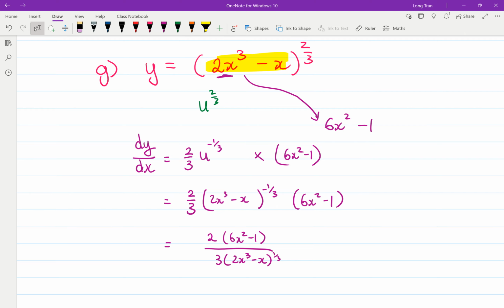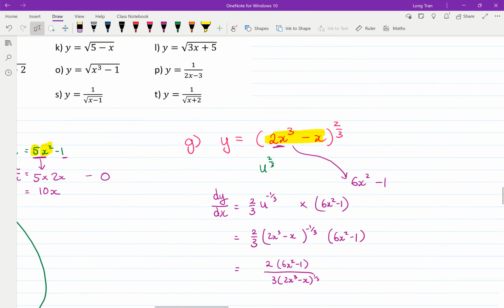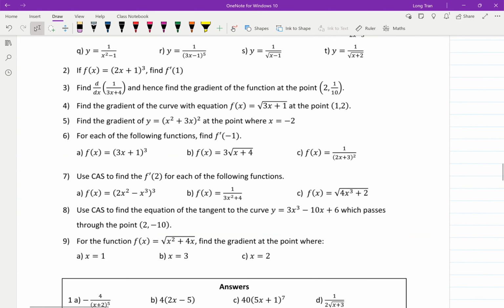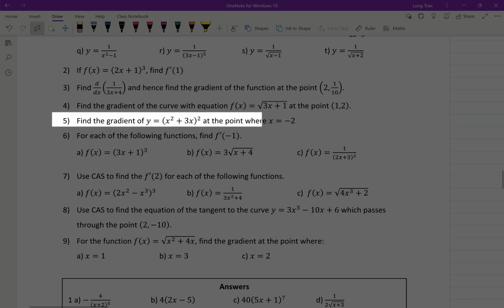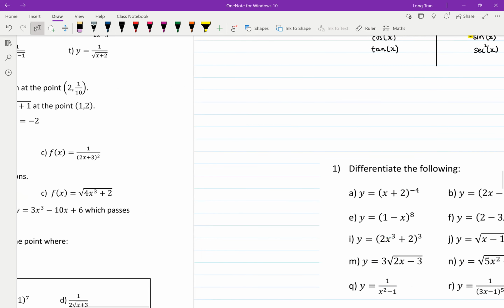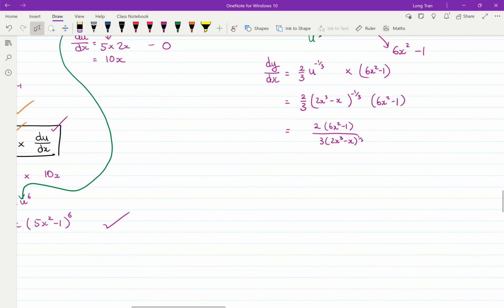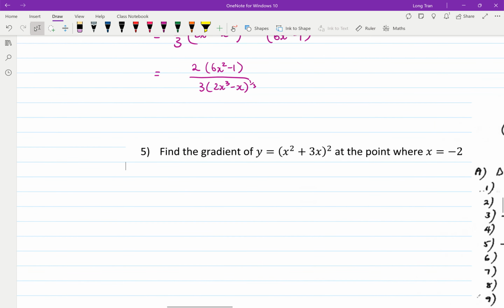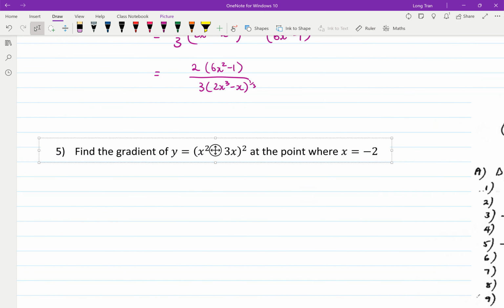Yes, Erin? Question 5 of the worksheet. Yep, let's have a look at question 5. All right. Let's do question 5 together. So same thing, we're going to do chain rule again. Here we go. Ooh. Let's move this over here.